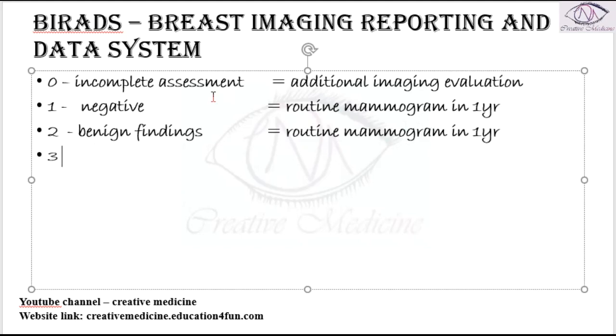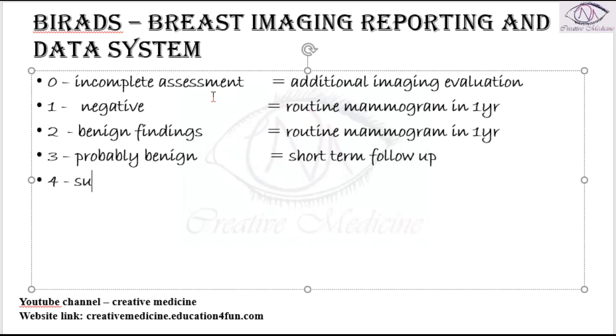Then category 3, which is called probably benign. In probably benign findings, a short term follow up is recommended. Then grade 4. In grade 4, a suspicious abnormality is seen. If there is a suspicious abnormality in grade 4, a biopsy is considered.